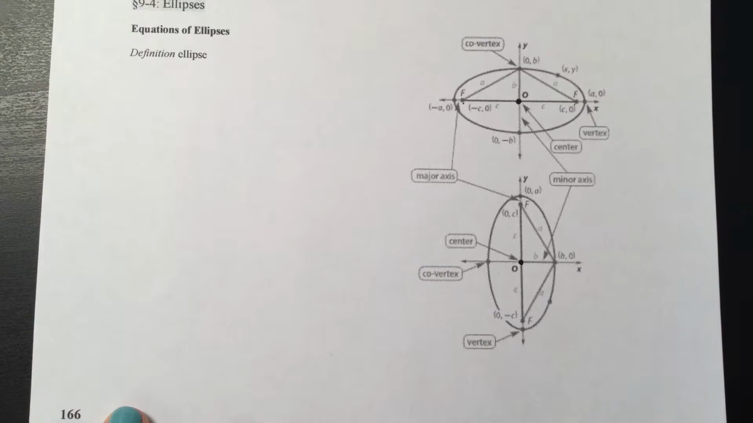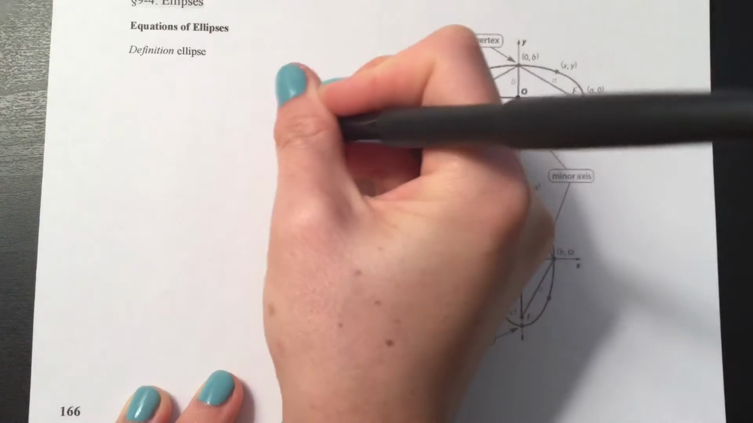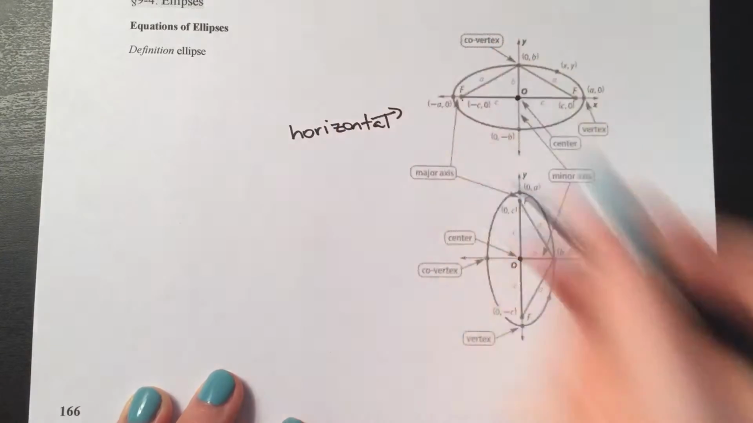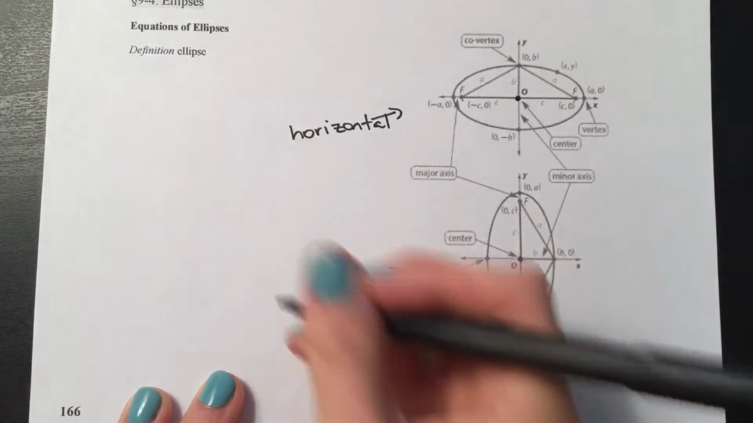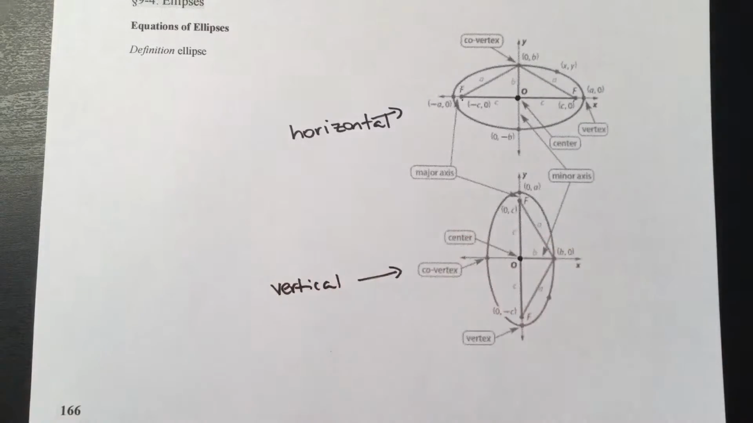So technically an ellipse could be a horizontal ellipse or a vertical ellipse. The only difference between horizontal and vertical is that you go farther in one direction. So we technically classify this one as being a horizontal ellipse just because it goes farther left and right than it does up and down. And we technically classify this one as being a vertical ellipse. But essentially, the shape's the same, the formulas are going to be the same.